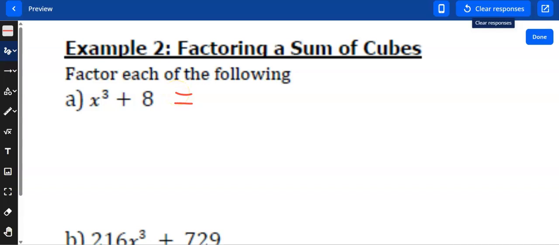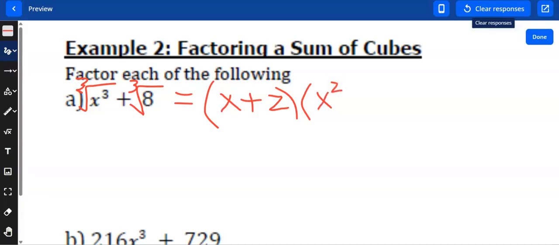So does the same pattern happen with these? It sure does. Cube root, cube root. So we have x plus 2. Sign always matches the first on the linear one. Square that one. Square that one. Multiply them together and take the opposite sign.